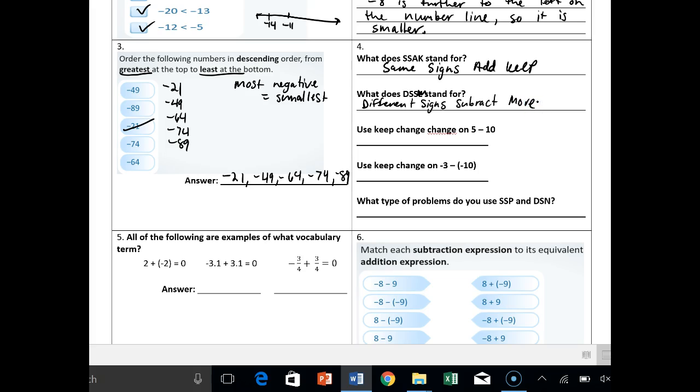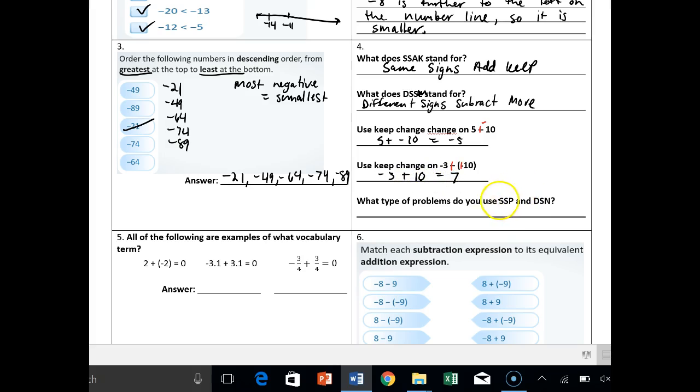So for here, let's use keep, change, change. So remember, we only do it when we see subtraction. So it's a minus sign, so plus a negative. Minus a negative would become plus positive. So this would be 5 plus negative 10, which equals negative 5. This would be negative 3 plus positive 10, which is equal to positive 7.